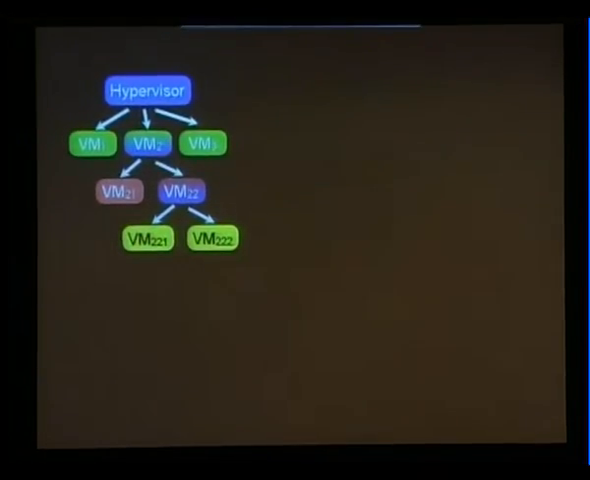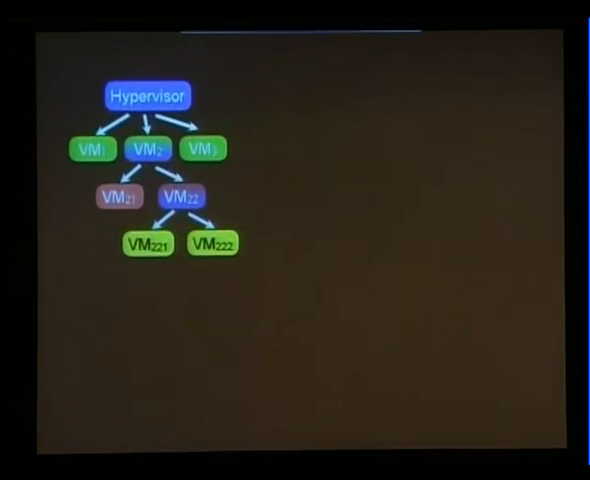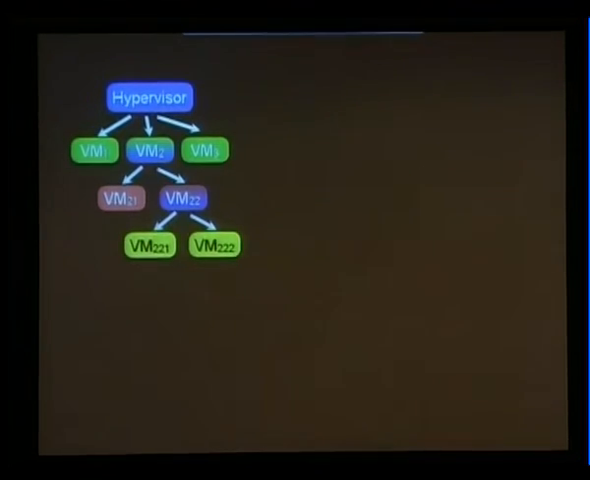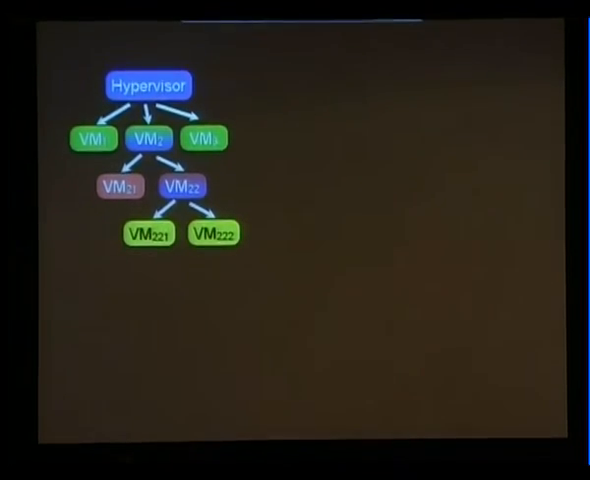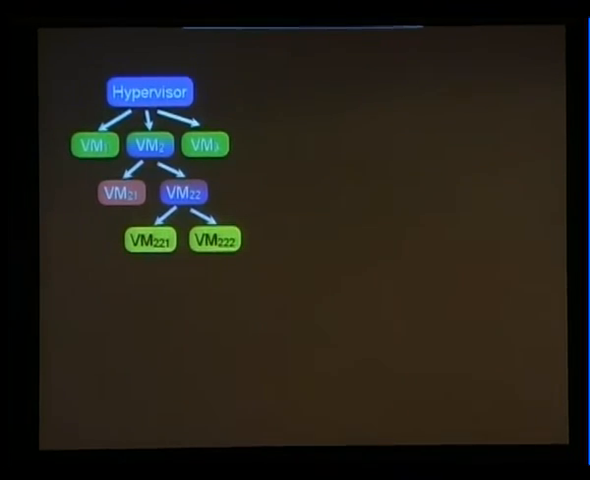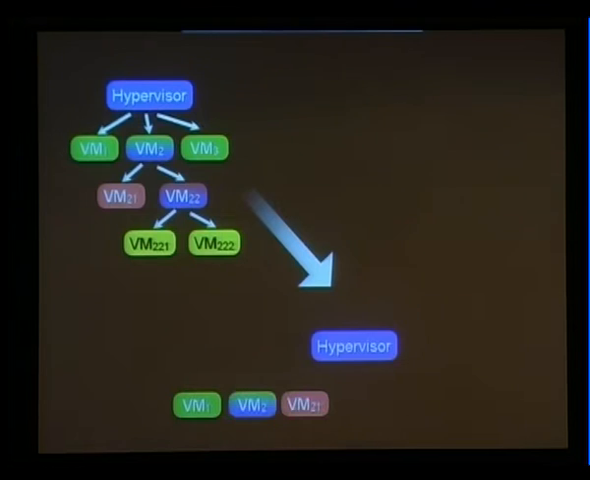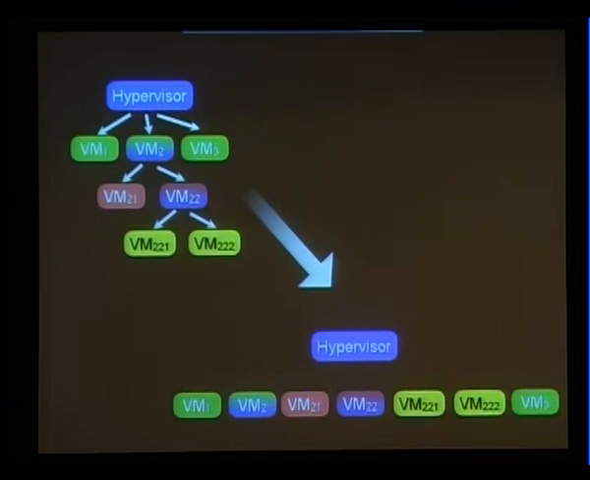Like VM221, for example, the lowest virtual machine in the picture, should be serviced by a hypervisor which runs in VM22, and so on. So the idea is to implement a flat scenario for one major hypervisor, which we call primary hypervisor. And from the point of view of this hypervisor, all these virtual machines are the same. So they all have the same privileges.